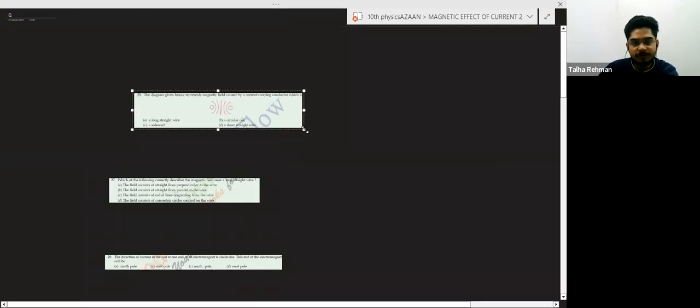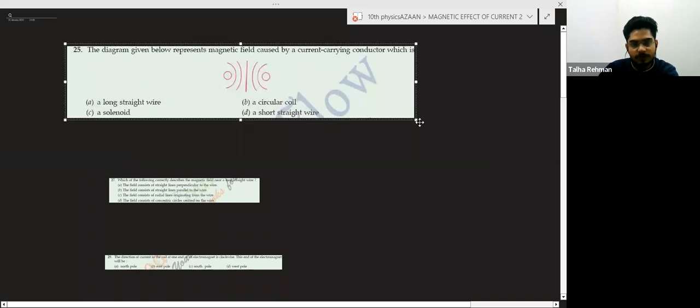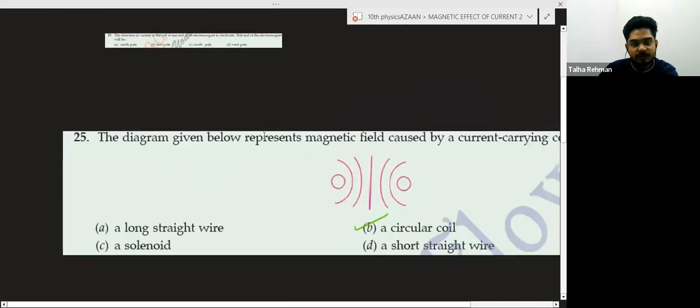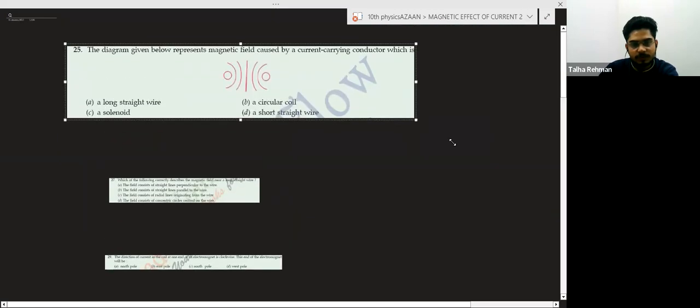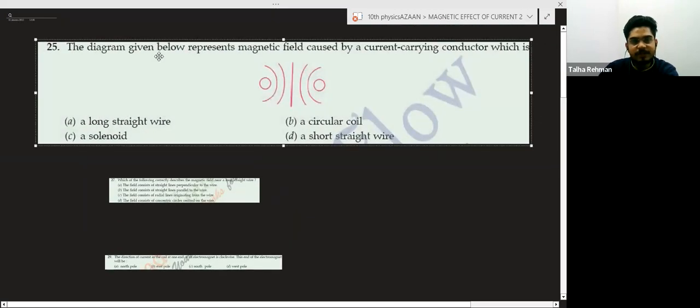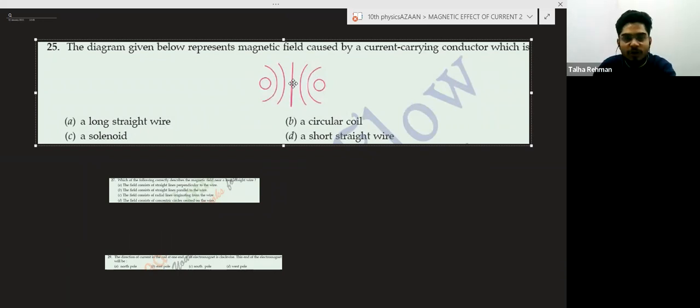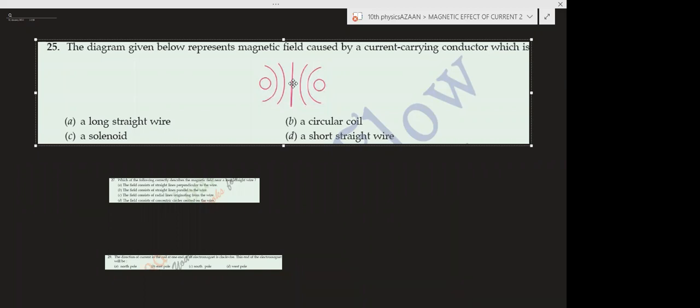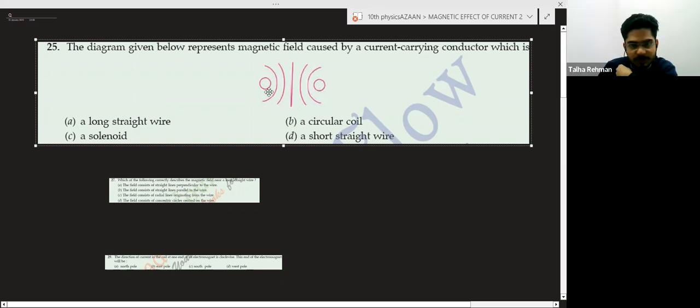Okay, now questions are there. So this is a very easy question again. You can see this question. The diagram given below represents the magnetic field caused by a current carrying conductor, which is: this is the magnetic field pattern given, and this pattern is due to a long straight wire, a circular wire, a solenoid, or a short straight wire. Azaan, can you tell me?